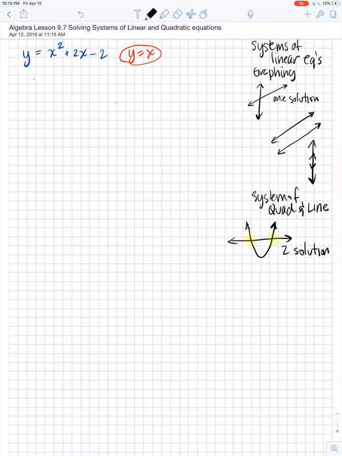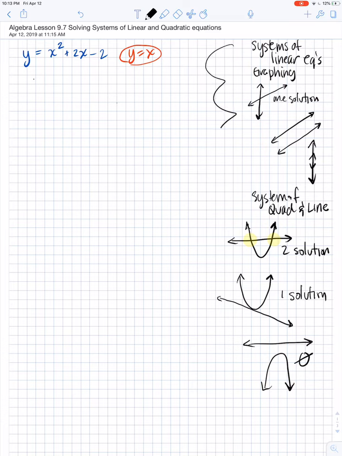It's also possible that we could have a quadratic like this, and we could have a linear function just touching the parabola in one spot. So it's possible that we might end up with one solution. And of course, it's also possible that we might have a quadratic like this and a linear function like this, in which case there's a null set happening. So that's a good kind of visual summary of what might be happening when we have a system of linear and quadratic equations graphed simultaneously.